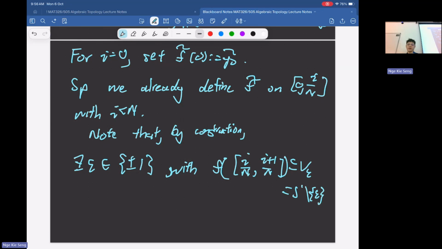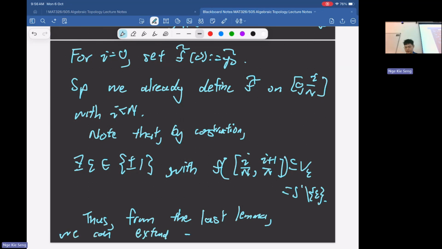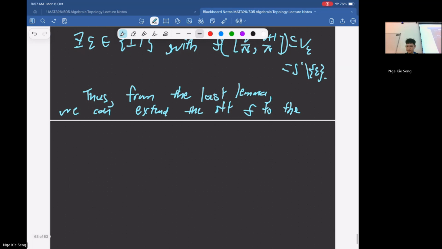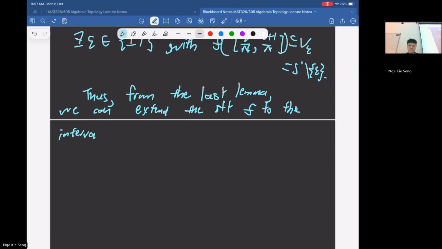But that's fine. We don't care. As long as it misses one point, I'm good already. So from the last lemma, we can extend the lift f to the interval 0 up to i plus 1.